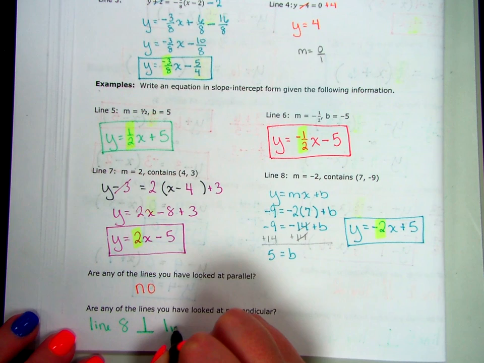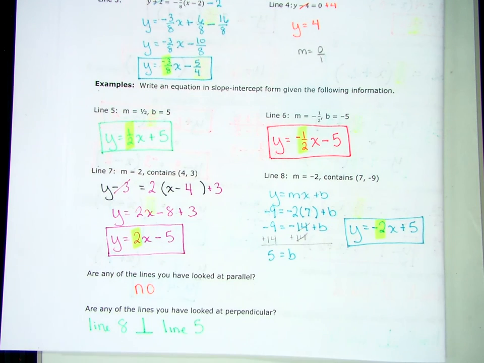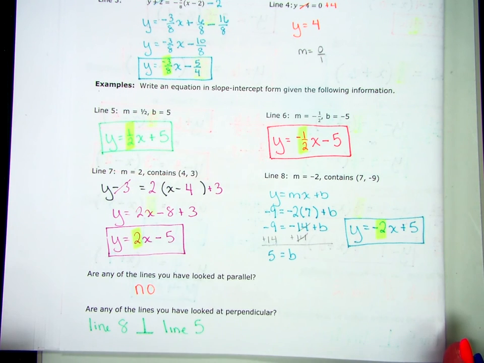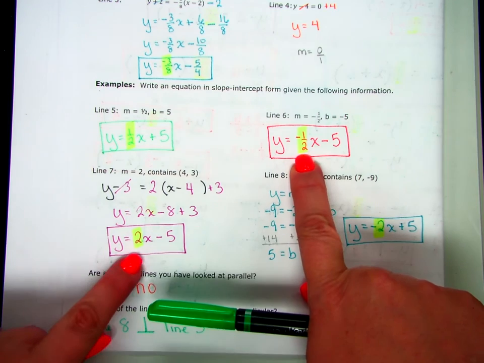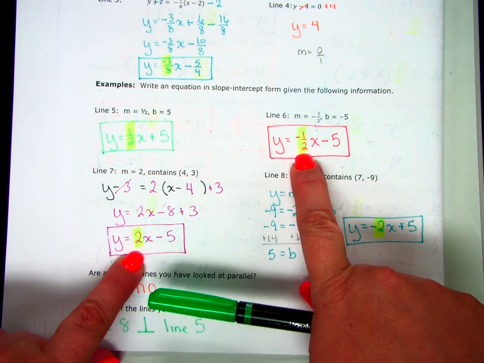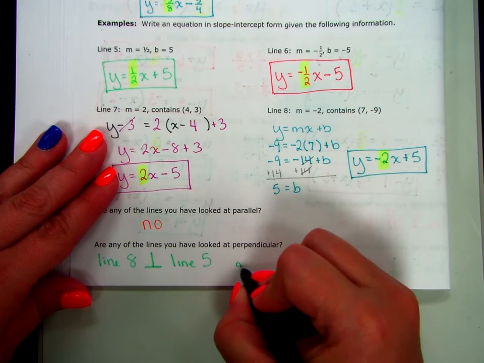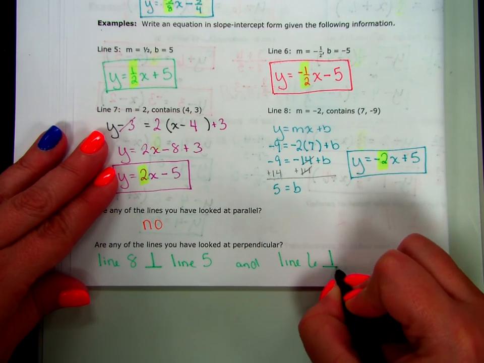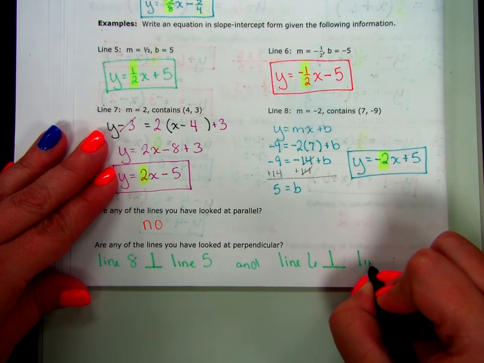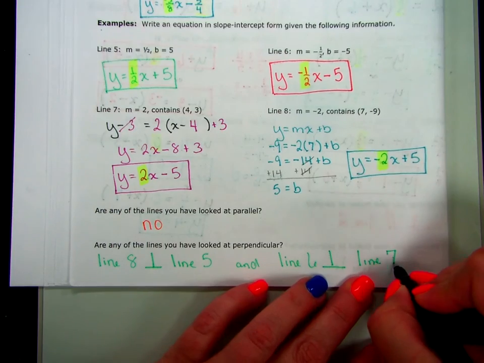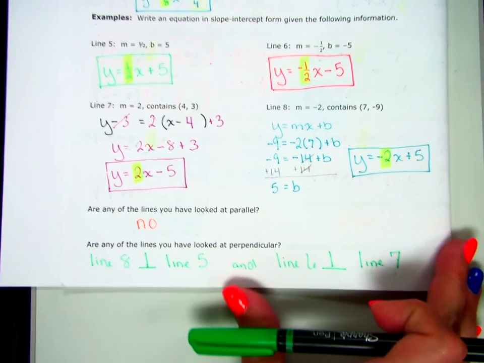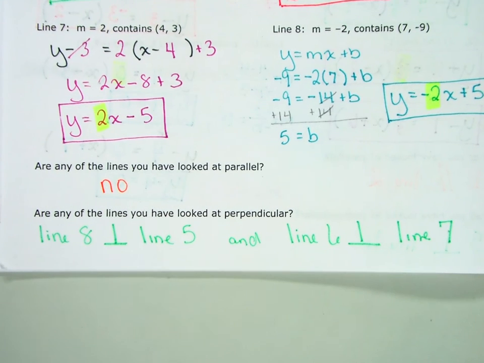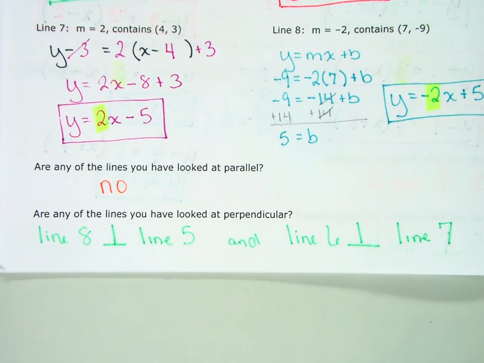That's correct. Line 8 is perpendicular to line 5. Or we could have put them in numerical order. Line 5 is perpendicular to line 8. Any others? 6 and 7. Negative 1/2 and positive 2 are opposites and reciprocals. So line 6 is perpendicular to line 7. So there are 2 sets that are perpendicular. There are no sets that are parallel.